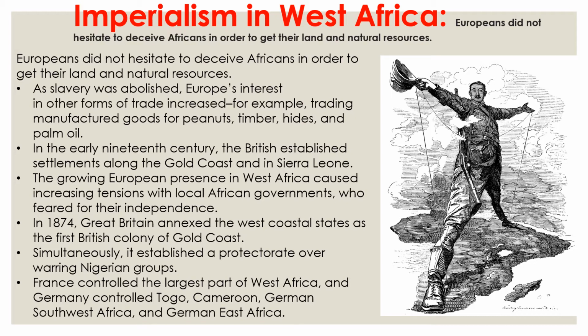In the early 19th century, the British, for example, established settlements all along the Gold Coast and in Sierra Leone in Africa. The growing European presence in Western Africa caused increasing tensions with local African governments who feared for their own independence. In 1874, Great Britain annexed the west coastal states in Africa as the first British colony that they called the Gold Coast. Simultaneously, it established a protectorate over the warring Nigerian groups in the area of Nigeria. So they basically were taking over these large chunks of Africa, and the native populations could not compete with the European weapons. France also will start to take over areas. They will control the largest part of West Africa, and Germany will come in and control Togo, Cameroon, and what is called German Southwest Africa and German East Africa.